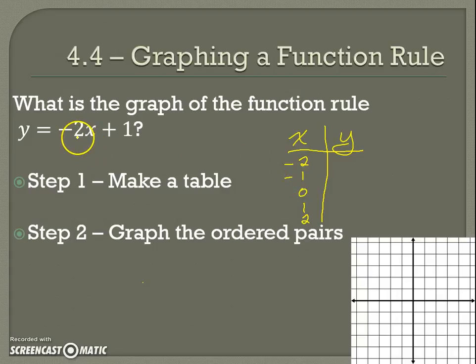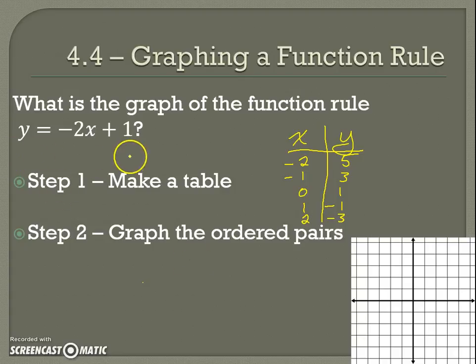So negative 2 times negative 2 is 4, plus 1 makes that 5. Negative 2 times negative 1 is 2, plus 1 is 3. 0 times negative 2 plus 1 is 1. 1 times negative 2 would be negative 1, and then plus 1 is negative 3. So hopefully you didn't have any issues doing that. Then it says to graph the ordered pairs.